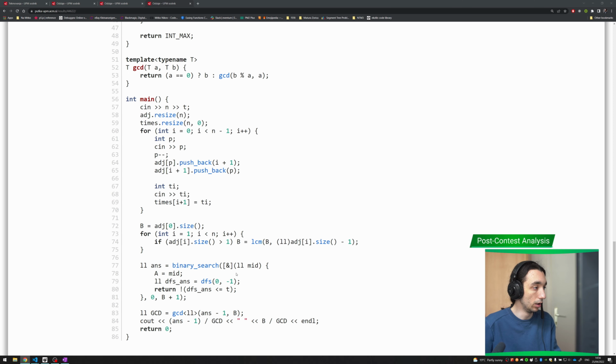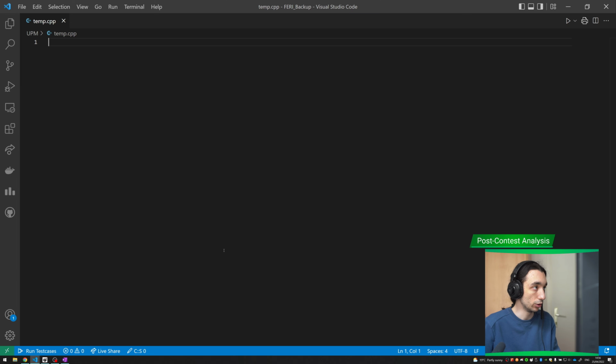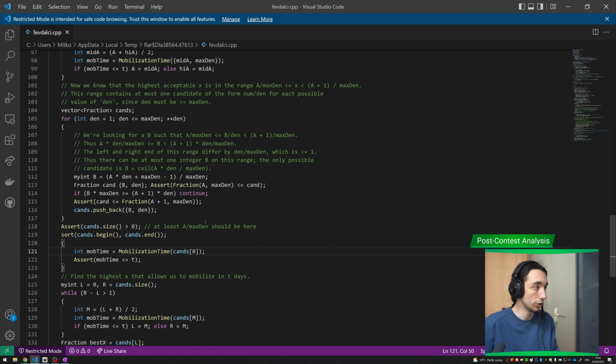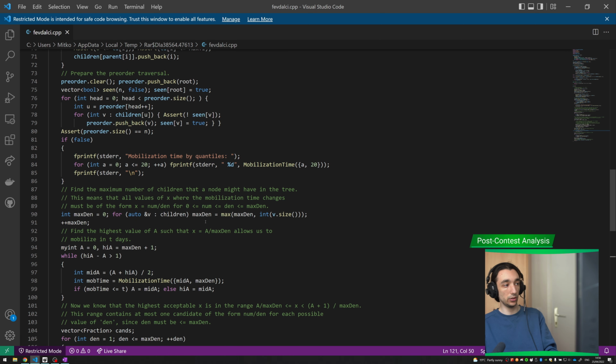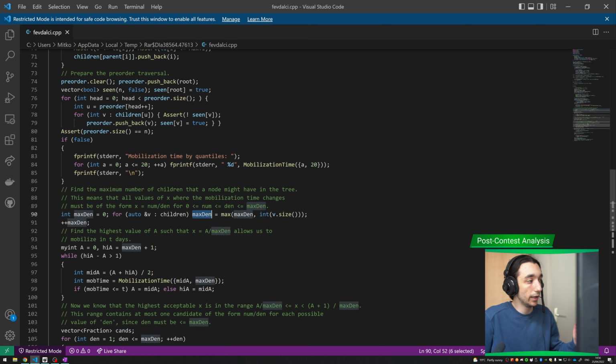Okay. What is the intended solution? The intended solution is, first we have to find what will be the maximum denominator, and it turns out to be the maximum number of children one node can have.